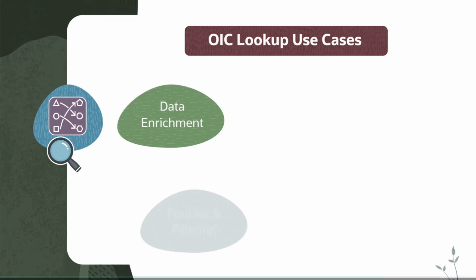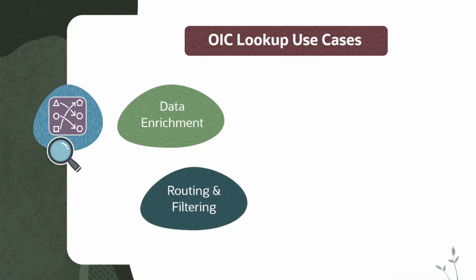incoming data. Lookups can help route messages to different endpoints or apply filters based on specific criteria. For example, you might use lookups to determine the destination system for an incoming order based on the customer's location or order type. Lookups can be used to validate incoming data against predefined criteria and handle errors accordingly.